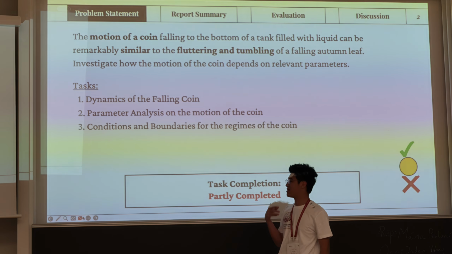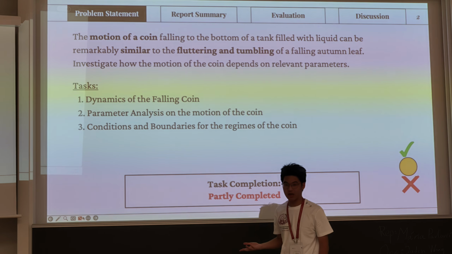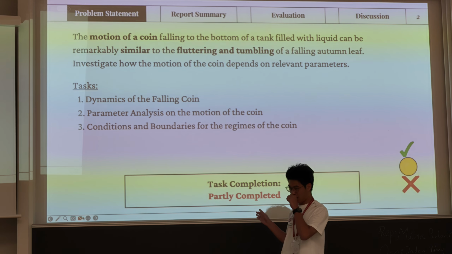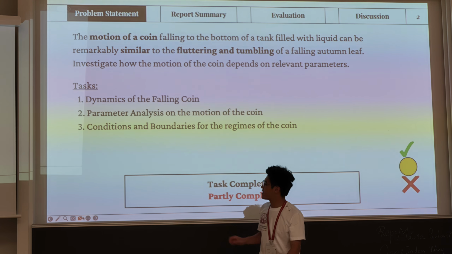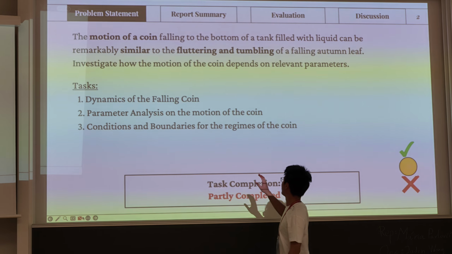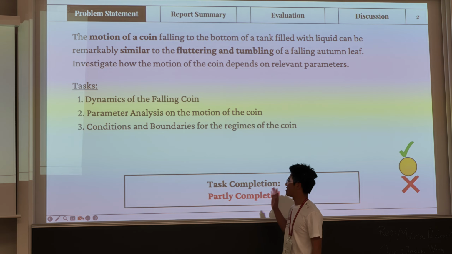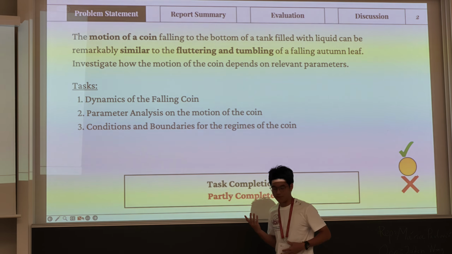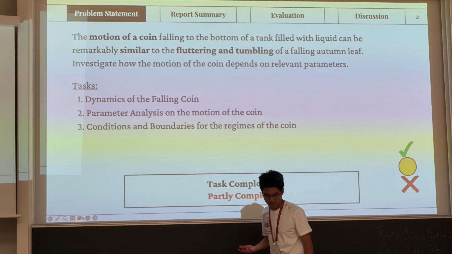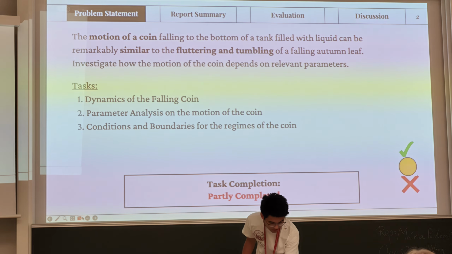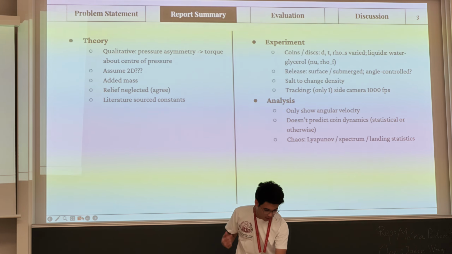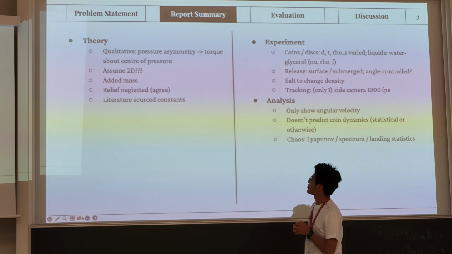So how does, like, the density or the initial angle affect the motion of the coin? And then thirdly, I think that they should have done the conditions and boundaries of the regimes of the coin. And we believe that while the first 2 tasks are somewhat complete, the third one was quite lacking from their presentation. So we believe that the task will be partly completed.